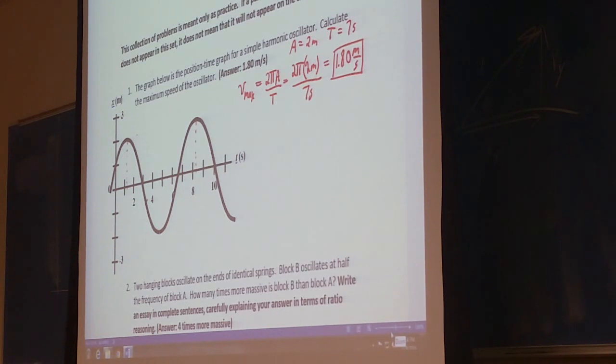Astrid, did you have a question? Oh, okay. Yeah, the amplitude is the maximum displacement from equilibrium. So that is this distance right here. No problem? Any other questions? All right.